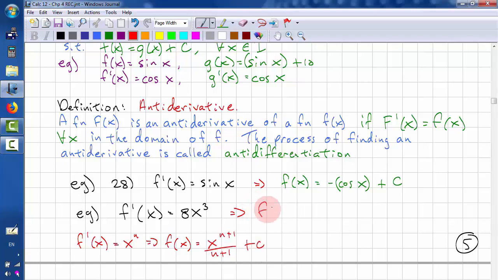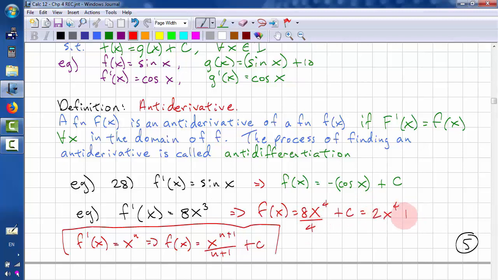Okay, so we have f of x equals, let me put that in a box. We have x to the power of 4, 8 over 4, because n is 3, and then plus c. And we want to simplify this. 8 divided by 4 is 2. So just use this formula, or you can just work backwards on the power rule.